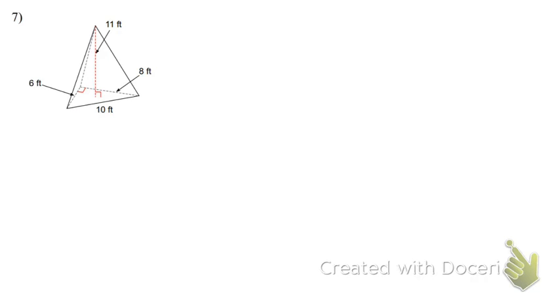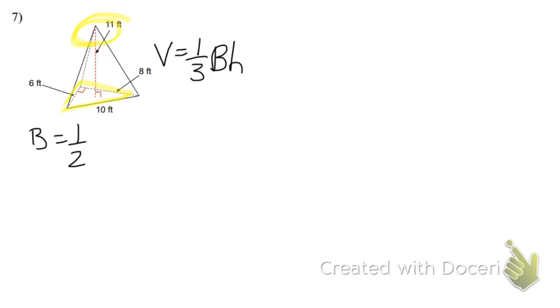Okay, number 7. Number 7 is another pyramid because of this point right here. So we have to use the 1/3 formula again. Volume equals 1/3 area of the base times the height. This base, however, is also a triangle. So when you go to find the area of the base, you're going to use the triangle formula this time. So area of the base is 1/2 base times height.